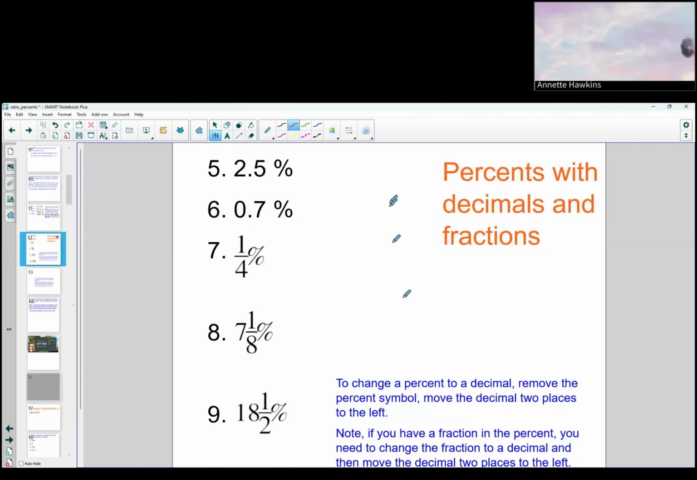Okay. All right. These are percents. How do we know they're percents? Because we see the percent symbol. Okay. So to change a percent to a decimal, remove the percent symbol and move the decimal 2 places to the left. Okay. So this is 2.5. I have removed the percent symbol, and now I need to move the decimal 2 places to the left. When I do that, I get 0.025, and I like the 0 in front of that like that. Okay. Any questions about that?